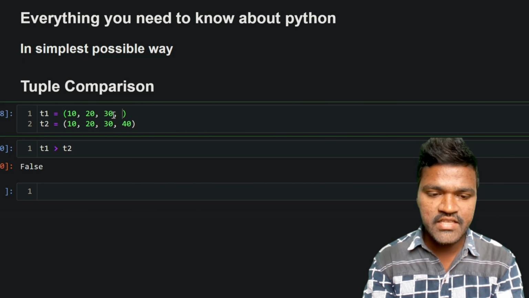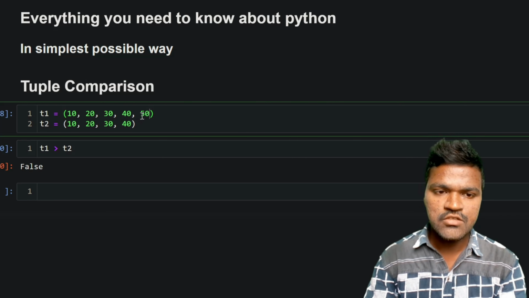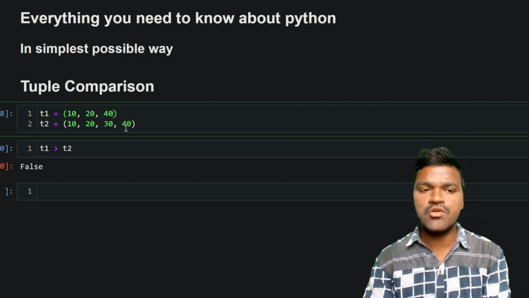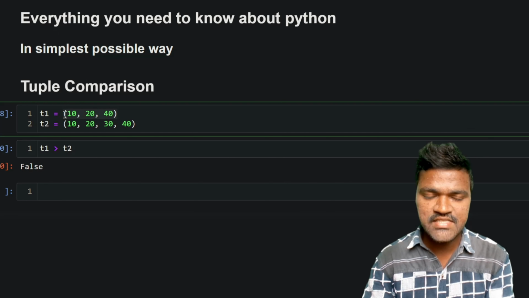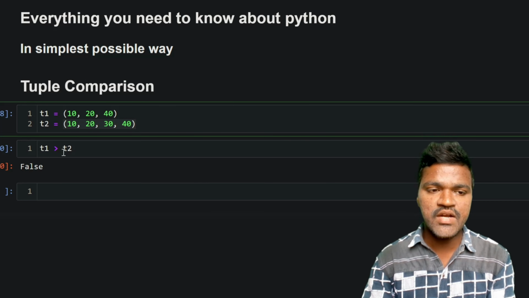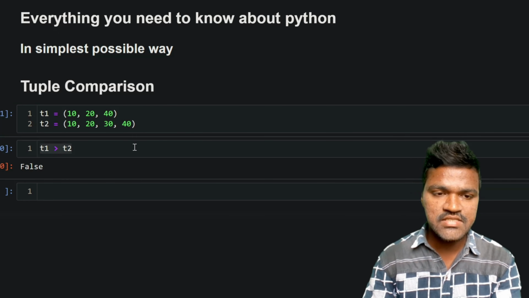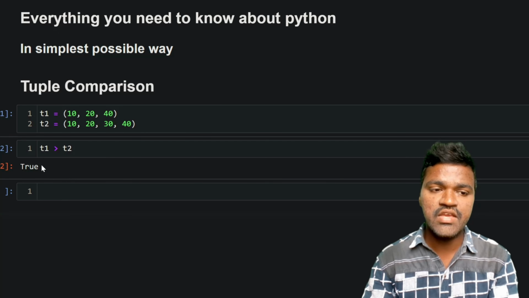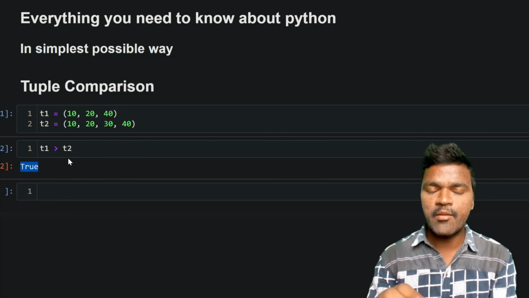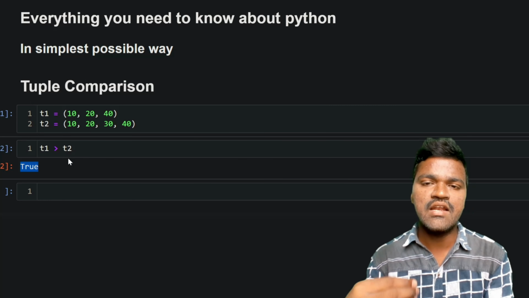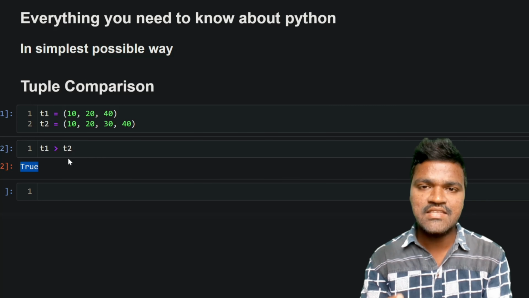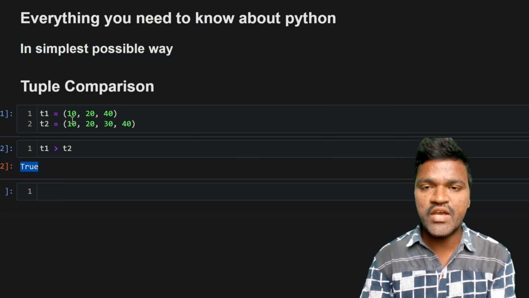Let's say I take 40 here and 50 here. By this you can understand that tuple 1 has fewer elements and tuple 2 has more elements. As per the previous assumption, T1 greater than T2 should be False. But when I execute this, we are getting True, because the comparison of tuples does not happen with the number of elements the tuple has; rather, the comparison happens index by index.